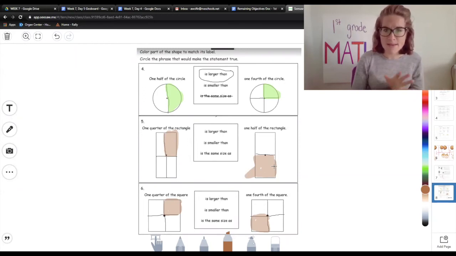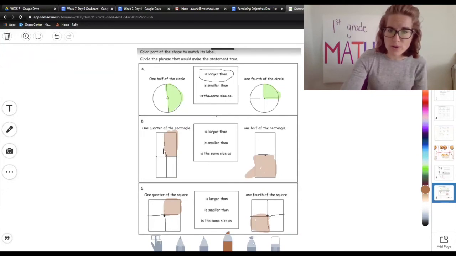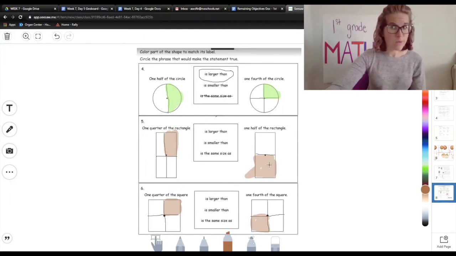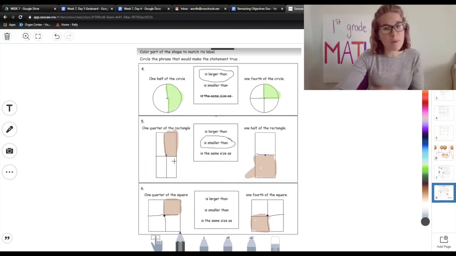Really think about it. This one is divided into quarters, into 4 equal parts, and this one is only divided into 2. Imagine it's a chocolate bar. Are you going to get a bigger piece of chocolate here, or a bigger piece of chocolate here, or are they the same? Good, 1/4 of the rectangle is smaller than 1/2 of the rectangle. If you share it with 4 people, you're going to get a smaller piece.